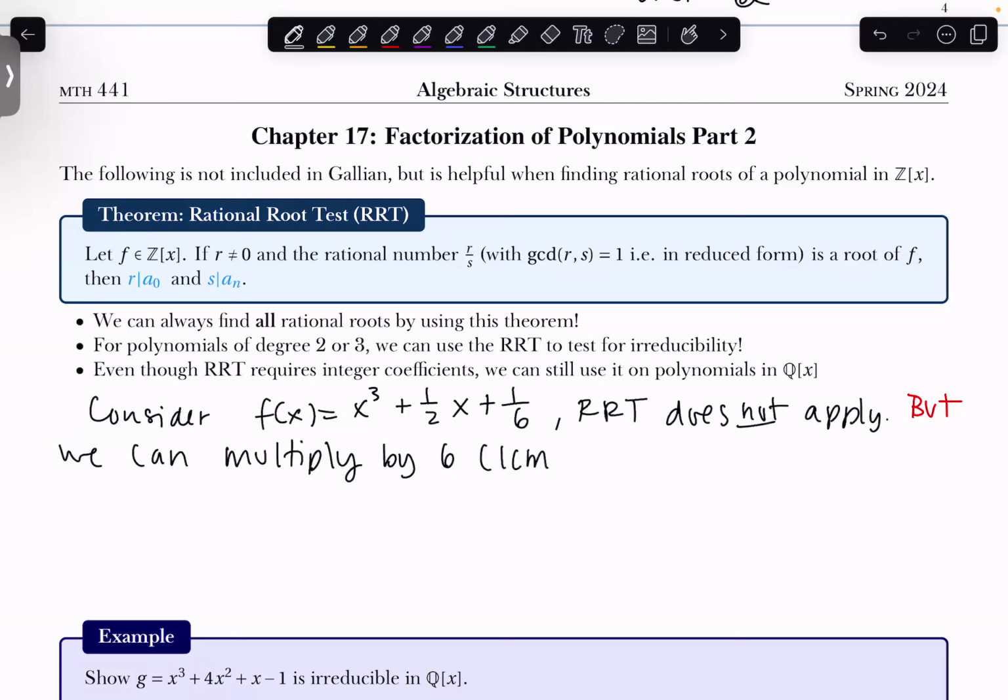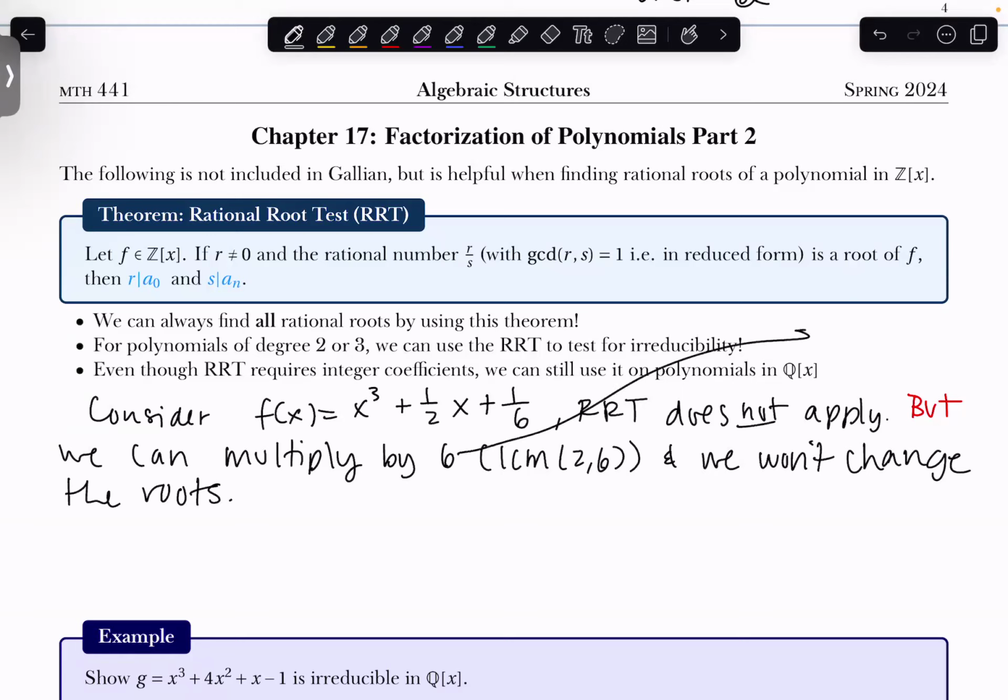And we saw that this was the LCM of 2 and 6. And this is not going to change the roots, right? This is going to have the same exact roots as the roots of f. So all the information I find about the roots of 6 times f is going to be exactly the roots that I have for f. Okay, but we can multiply by 6 and we won't change the roots. And multiplying by the 6, we call clearing the denominator.